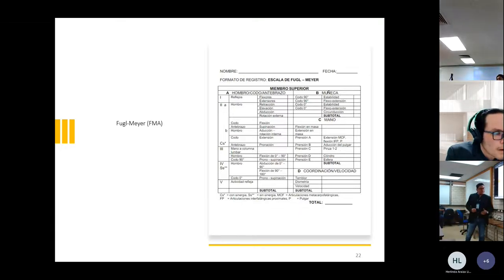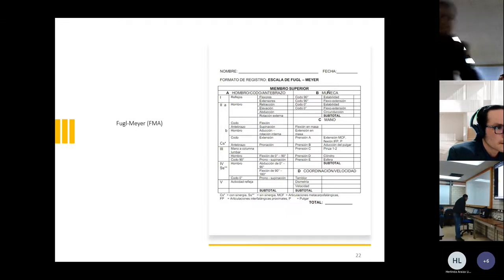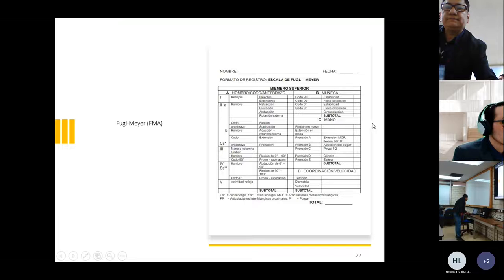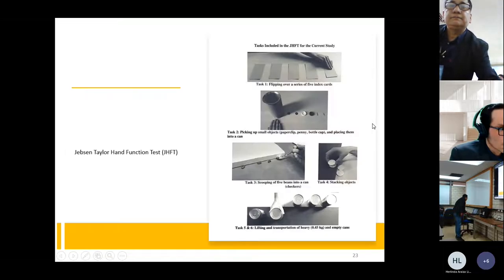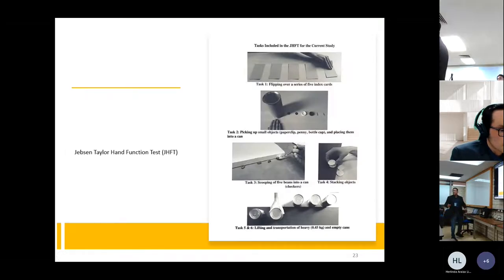The physicians have two kinds of tools. For example, the Fugl-Meyer measure, and another one is... what is the name of the other?